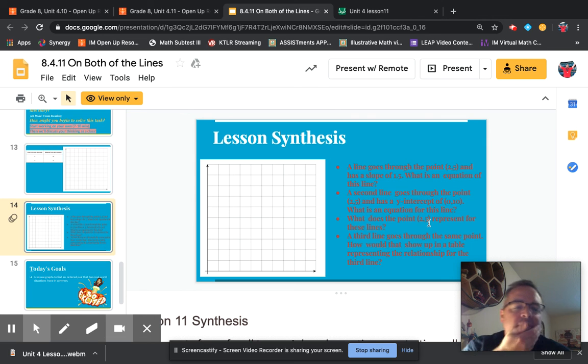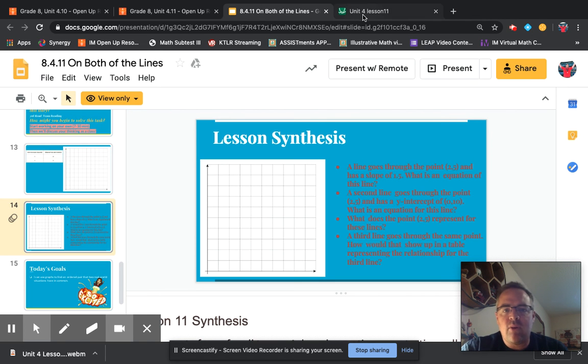So that last piece is just synthesizing y equals mx plus b, and it's synthesizing that when a point is where two lines cross, that point of intersection is a solution to both equations of the lines there.